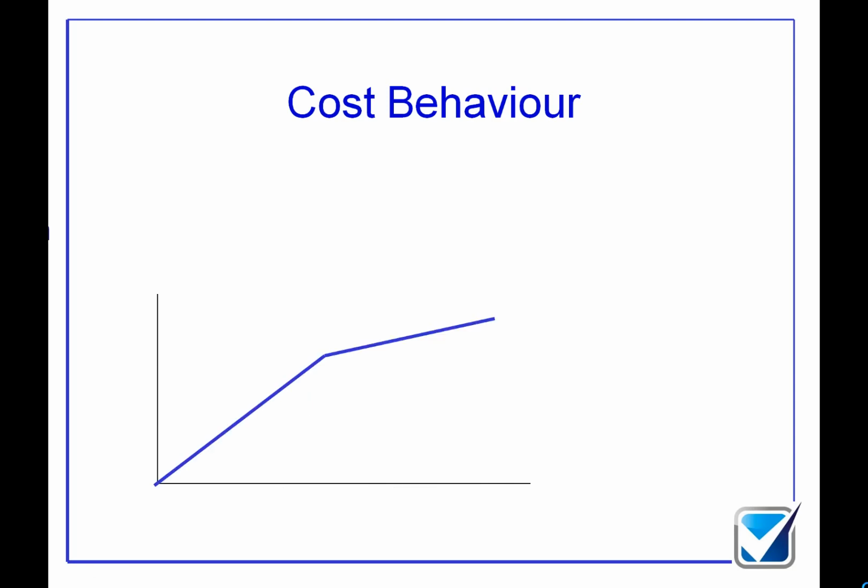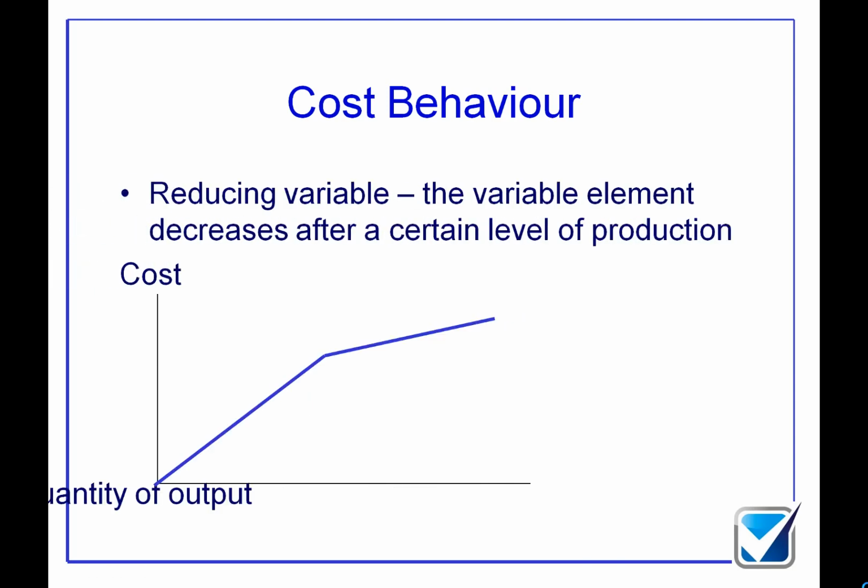Next, what we have is a reducing variable cost. It's a variable cost because it's going to go through the origin, where the x and the y-axis both meet. That now gives me a variable cost which is based on the steepness of the slope. The steeper the slope, the greater the direct cost per unit.